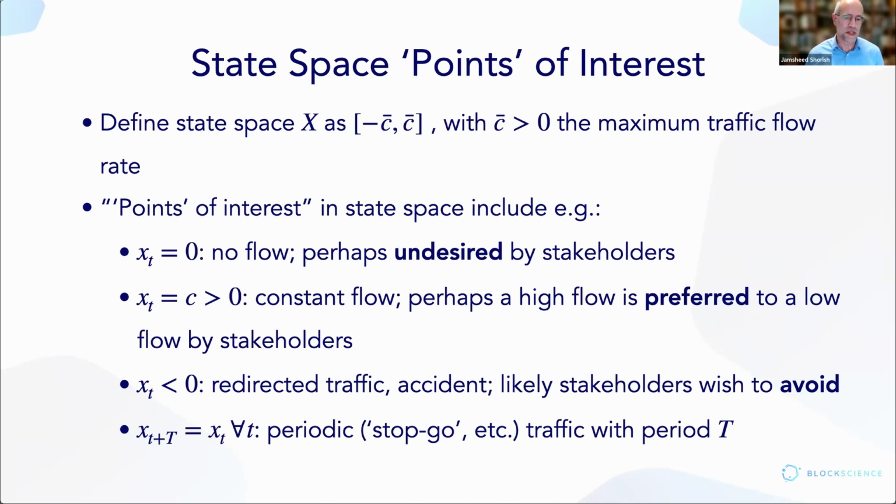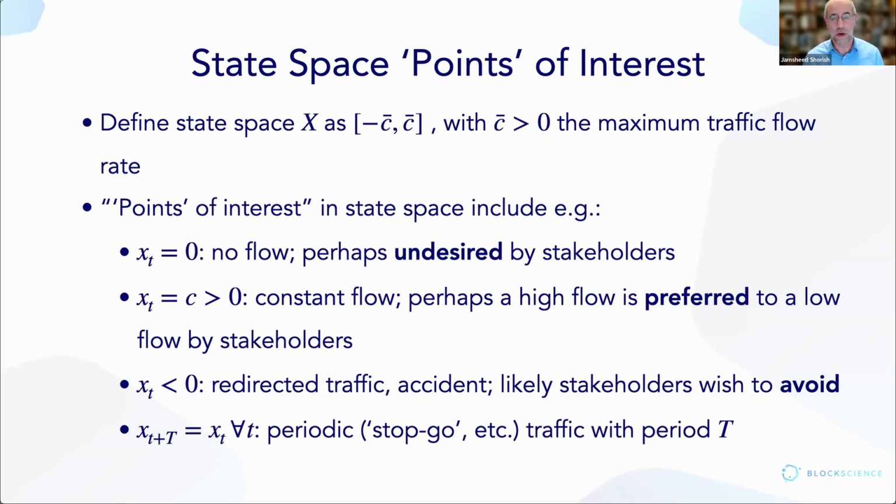So points of interest in the state space include things like no flow. Suppose that nothing is changing and moving over time, a traffic jam has occurred, and you might even ascribe preferences for stakeholders on whether or not that's something that they would prefer to have or not have in that particular part of town. On the other hand, you may have a constant flow, it's just equal to C, a positive number, and then you might have rankings between different positive numbers where high flow maybe is preferred to low flow.